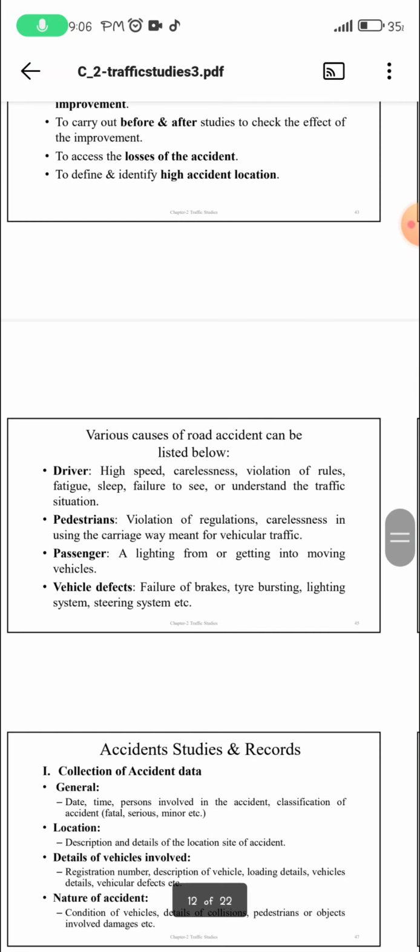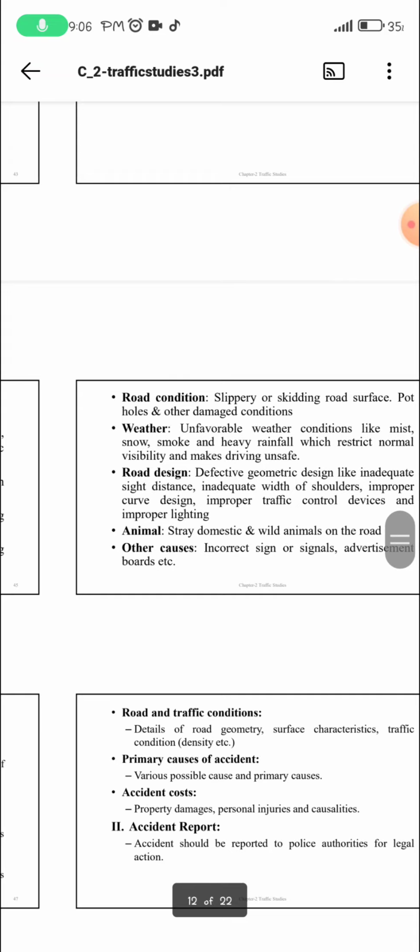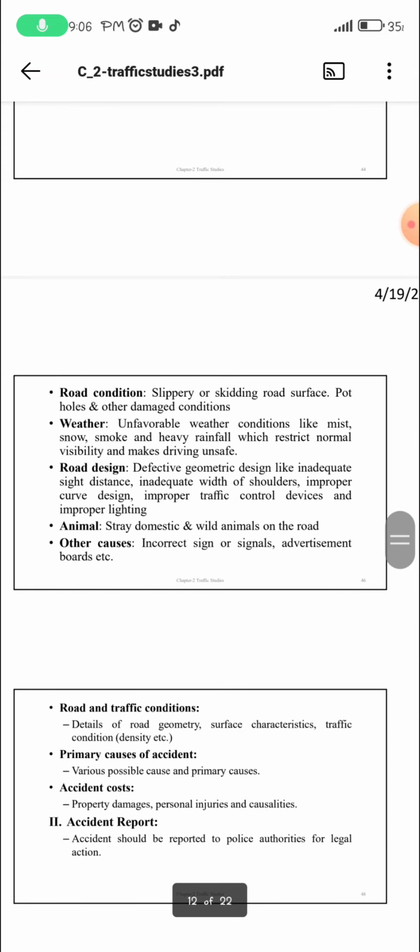Driver: high speed, carelessness, violation of rules, fatigue, sleep, failure to see or understand the traffic situation. Pedestrians: violation of regulations, carelessness in using the carriageway meant for vehicular traffic. Passenger: alighting from or getting into moving vehicles. Vehicle defects: failure of brakes, tire bursting, lighting system, steering system, etc. Road conditions: slippery or skidding road surface, potholes, and other damaged conditions.